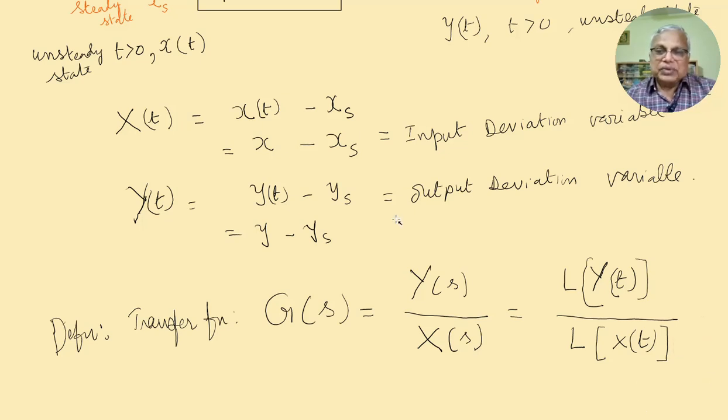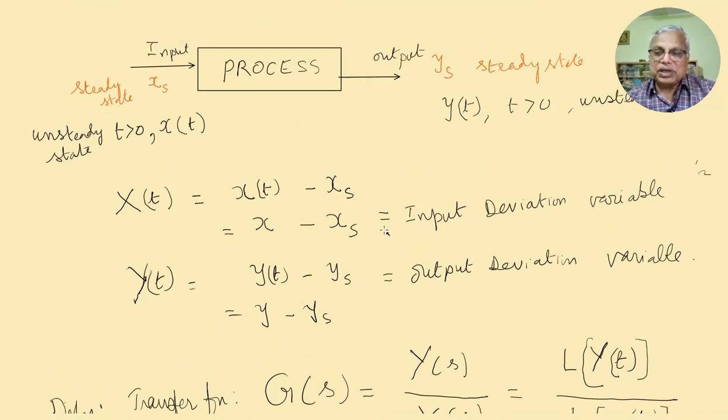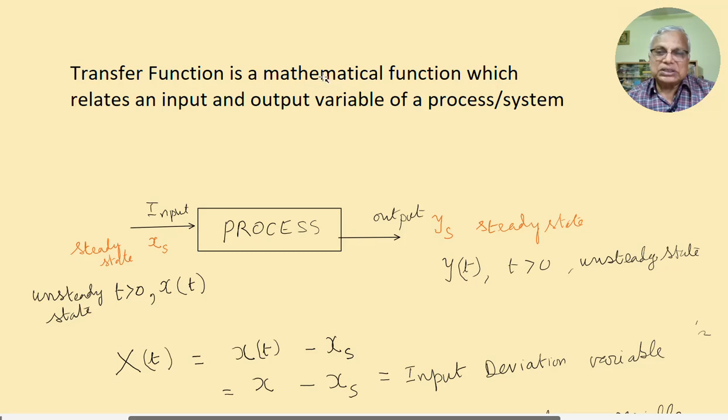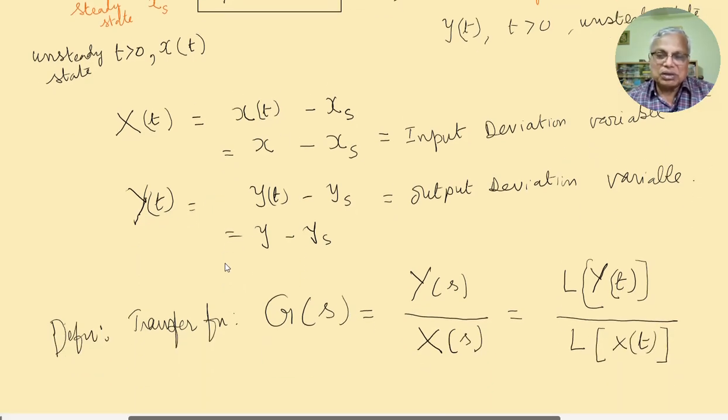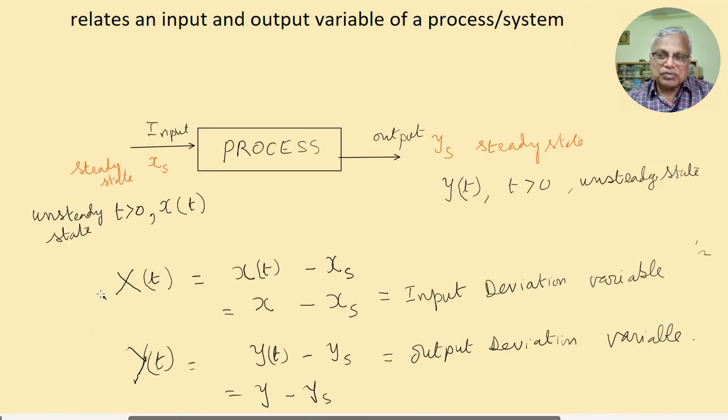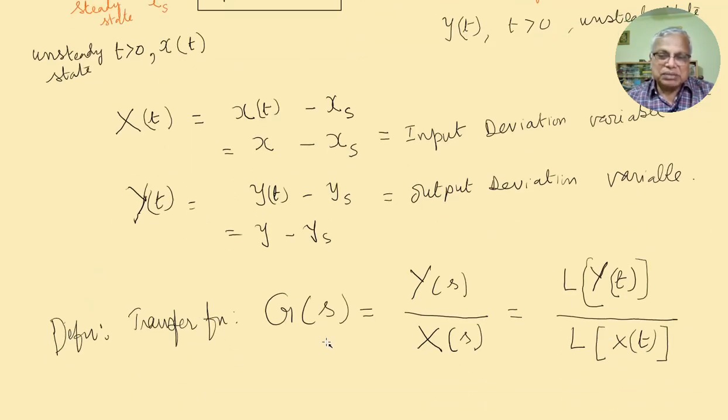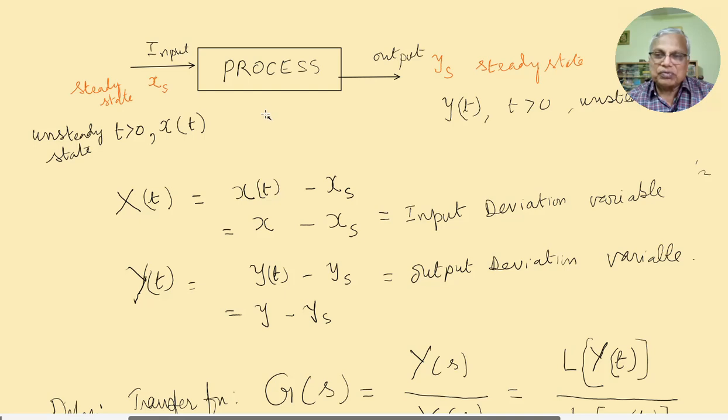So it relates the input and output of the process in a particular way through deviation variables and through Laplace transform. So that is what we said is a mathematical function which relates an input and output variable of a process. So this G(s) is characteristic of the dynamics of the process. It tells us that once we know the transfer function, we'll know what sort of dynamics the process will have, what sort of response it will have for any disturbance. So the transfer function represents or is an indication of the dynamic characteristic of the process or a system.